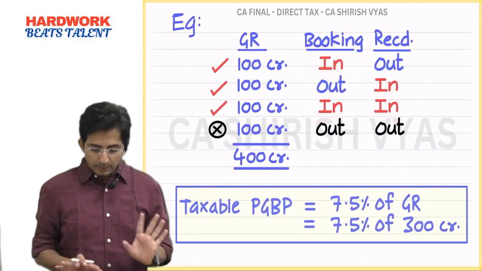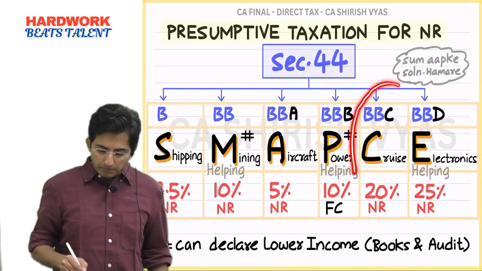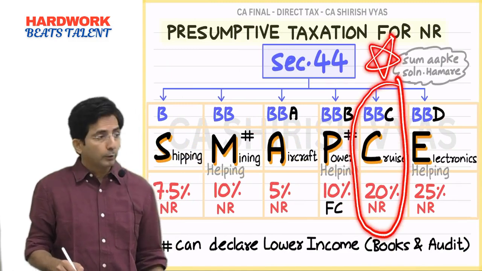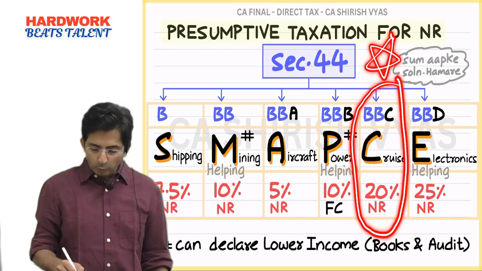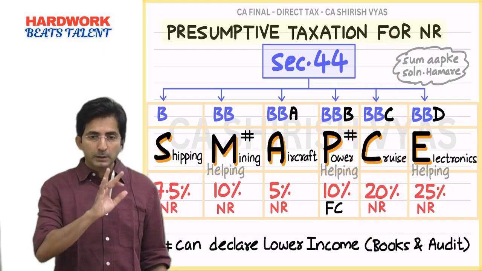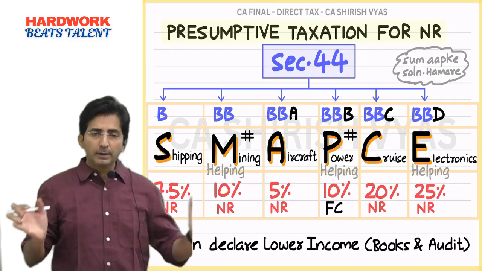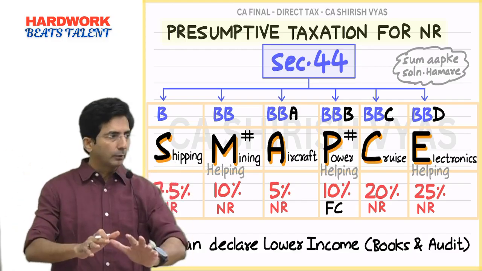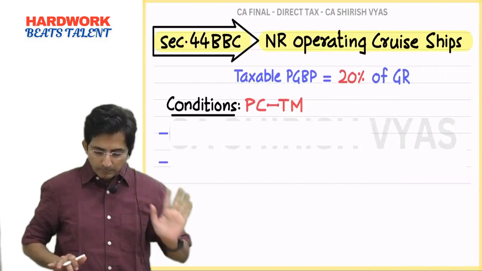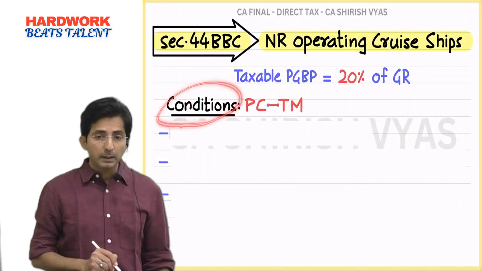Okay. Now see, one thing is remaining. This cruise shipping business, there are some extra points you have to study in cruise shipping. See, for cruise shipping, what is the beneficial provision? That cruise company has to report in India how much? Whatever collection they get from cruising, 20% they have to report in PGBP, correct? But it is subject to some conditions.